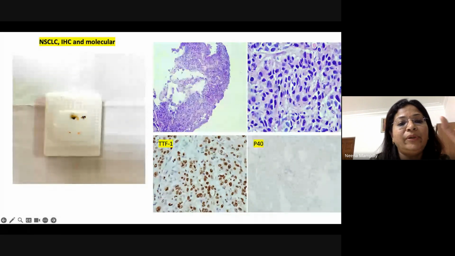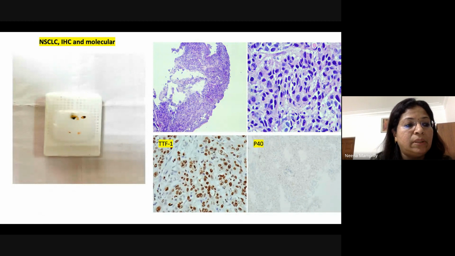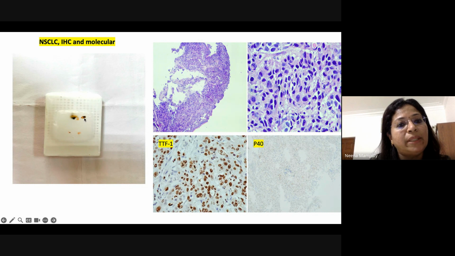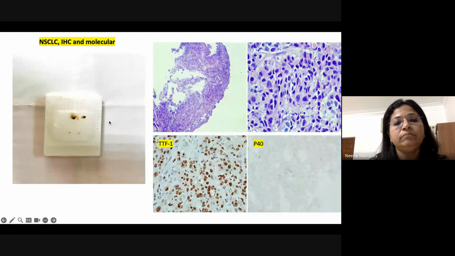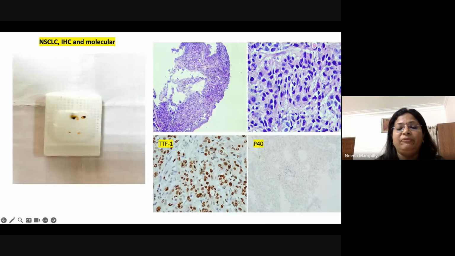Now, what we do when there is a single block is that we discuss with our trained technician as to, can we do both IHC and molecular? Will we get enough tissue to do both with this bit of tissue? So we consult our technicians for that. They are the best people for that. Now, this bit of tissue seemed to be enough, and the oncologist wanted us to do an IHC also. So we did an IHC, and this is TTF1 positive, P40 negative. So obviously it's an adenocarcinoma, it has to go for molecular testing.